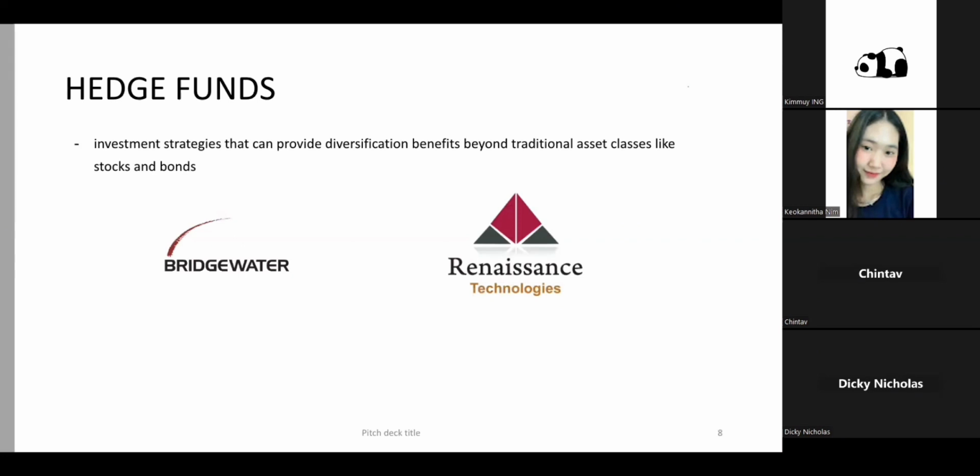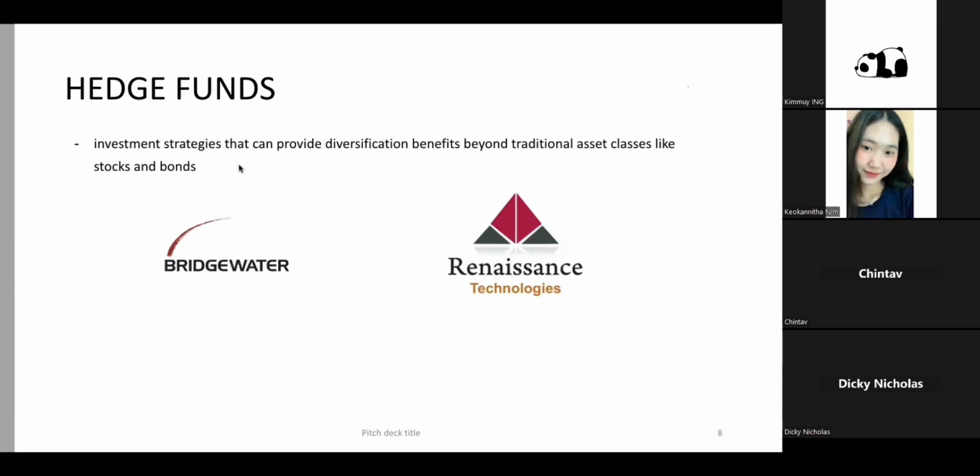The alternative investment that I choose to add in my portfolio is hedge fund. Basically, hedge fund is a range of investment strategies that can provide diversification benefits beyond the traditional asset classes like bonds and stocks. In my opinion, it is good to invest in hedge fund because you can choose a specific strategy that can mitigate the risk and increase the return.